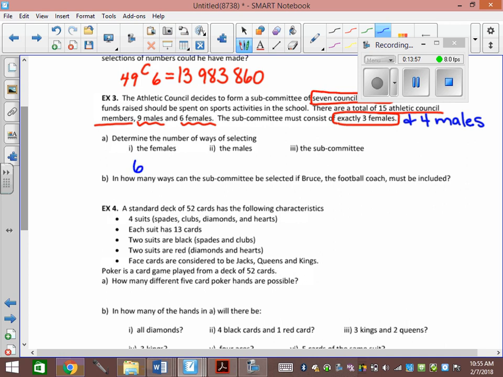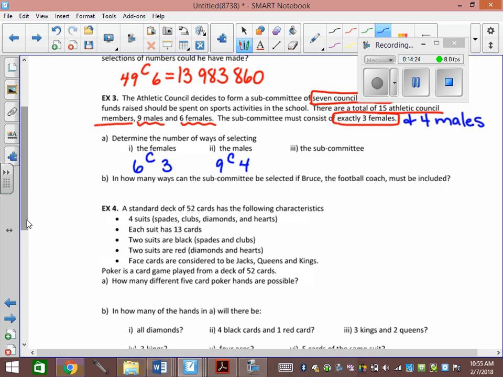So we're going to do 6C3, 9C4. We have to decide, do we add or subtract them? Do we want 3 females or 4 males to form the subcommittee? Or do we want 3 females and 4 males to form the subcommittee? And or multiply. Because we want and, right? So if we say and, we multiply. If we say or, we add.